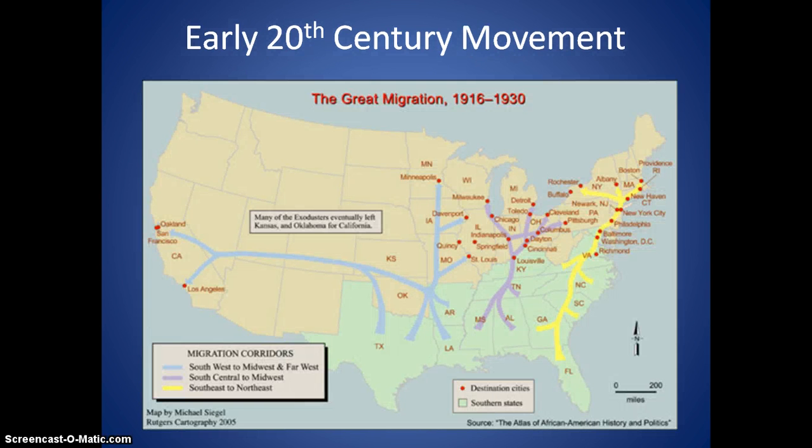And so there are actually a variety of different places that African Americans begin to move to. And you can see here, this is a general map that shows some of the different places they move to, whether it's out to the west coast or to some of these mid-central or these northeastern states.